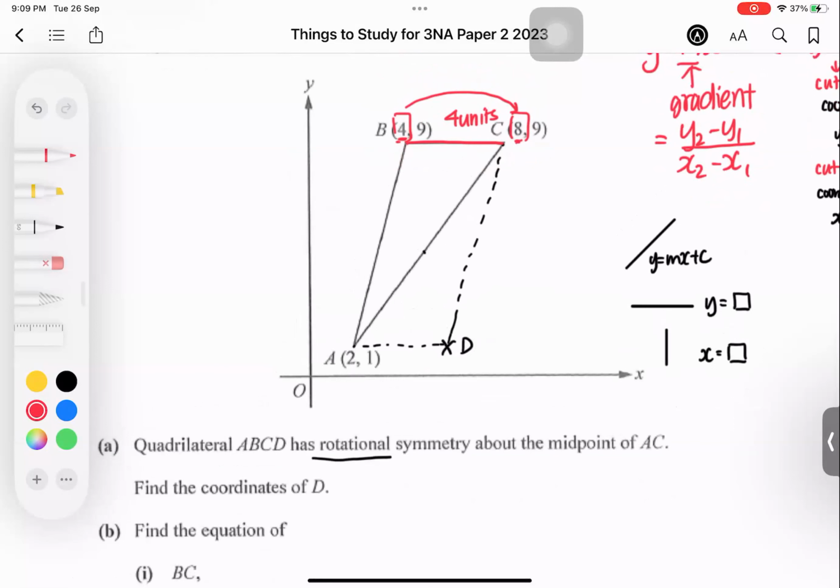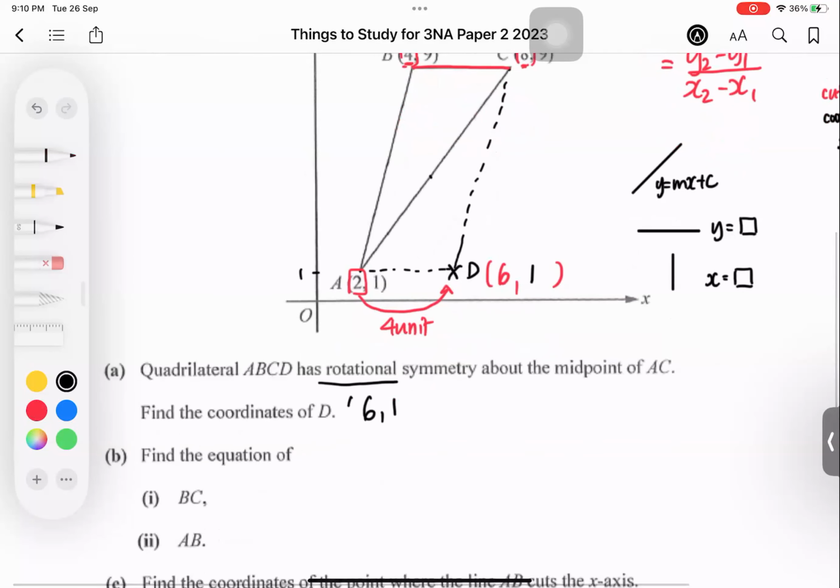So only the x coordinate changed. This one, the x coordinate is 2. It will move also how many units? 4 units, right? Only the x coordinate changed, the y coordinate never changed. So in this case, D will be 2 shifted 4 units, which is 6. The y coordinate never changed. Y is still at 1. Okay, so the coordinate of D will be (6, 1). Like that is not correct. Coordinates must have brackets with the answer.